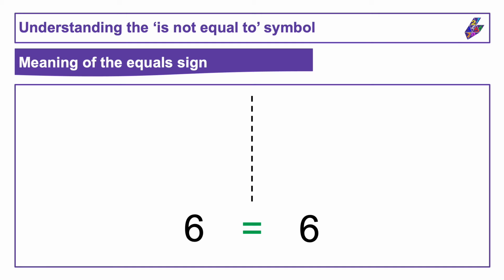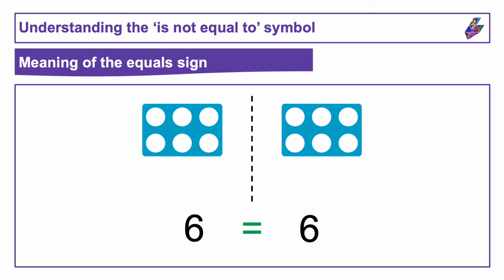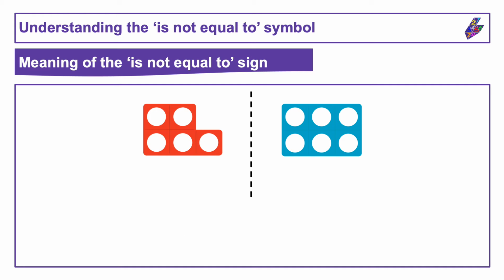We've seen in a previous video equations like this, 6 equals 6. This equation is true because we're just saying that 6 has the same value as 6, or 6 is equal to 6. But what if you were comparing two quantities like this? On the left we've got 5, and on the right we've got 6. Do these two have the same value? They don't, so they are not equal. We can show this relationship like this. 5 is not equal to 6.